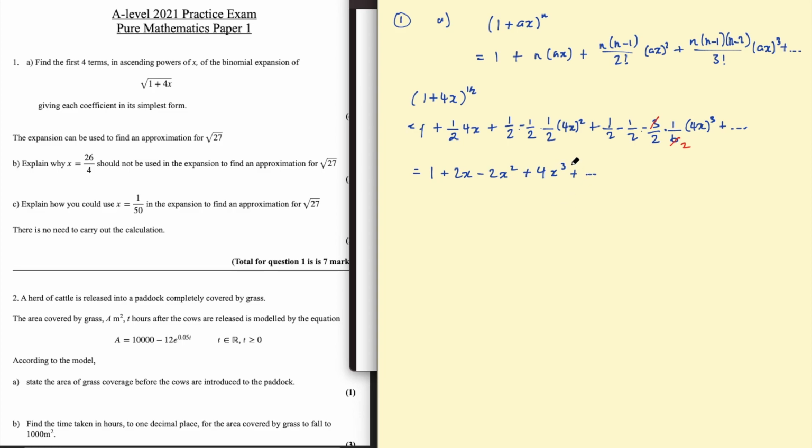Okay, and I always write the plus dot dot dot just to indicate that this expansion continues, but we don't care about any more terms because we haven't been asked to evaluate them. Okay, so that is what your expansion should look like there.